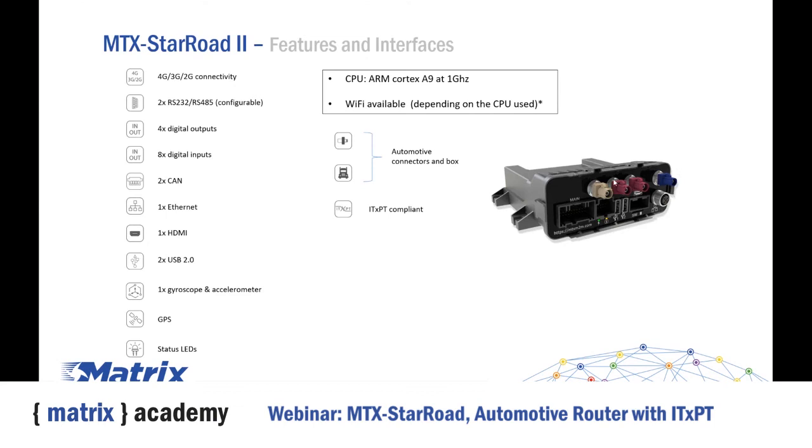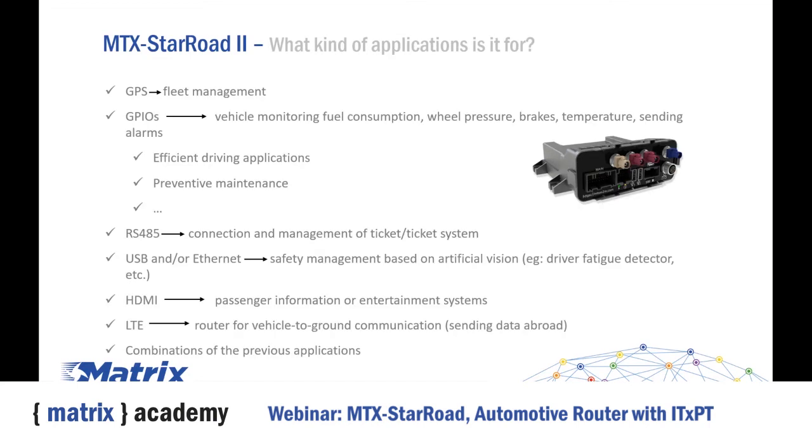The CPU is ARM Cortex A9 at 1 GHz, and Wi-Fi can be available depending on the kind of CPU. What kind of application is it for? For example, using the GPS, we can have some fleet management.